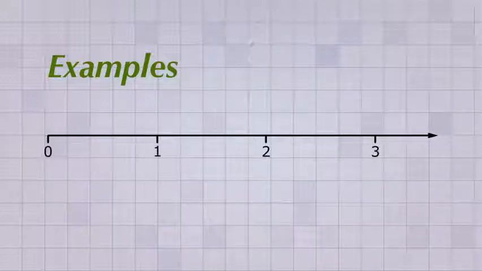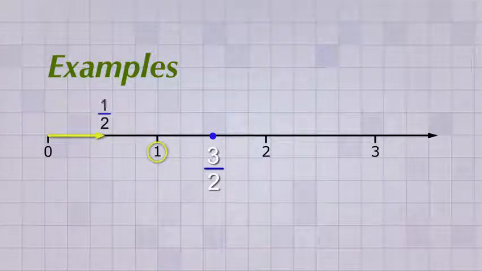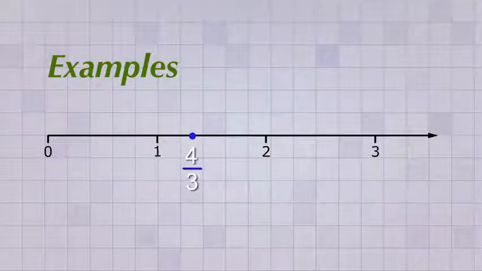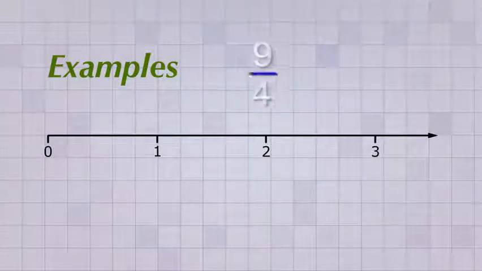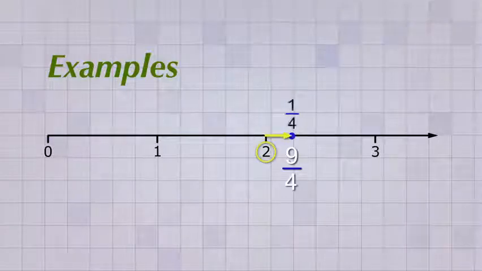The improper fraction 3/2 is right here on the number line. That means that it's just the combination of the whole number 1 and the proper fraction 1/2. The improper fraction 4/3 is right here on the number line. That means that it's just the combination of the whole number 1 and the proper fraction 1/3. The improper fraction 9/4 would be right here on the number line. That means that it's just the combination of the whole number 2 and the proper fraction 1/4.